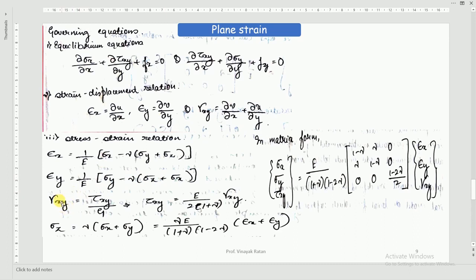So gamma xy. The other two are also 0 here. Sigma z will be there, mu (sigma x plus sigma y). How has this equation come? I'll just tell you how this equation has come, from your last strain equations. From your last strain equations you will get this.